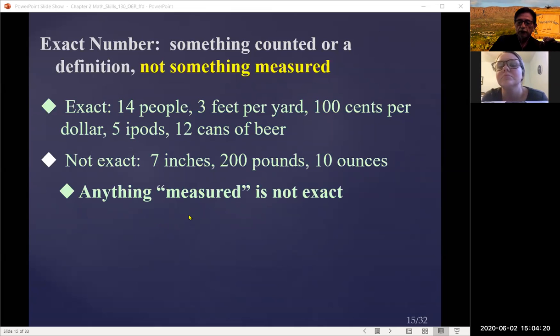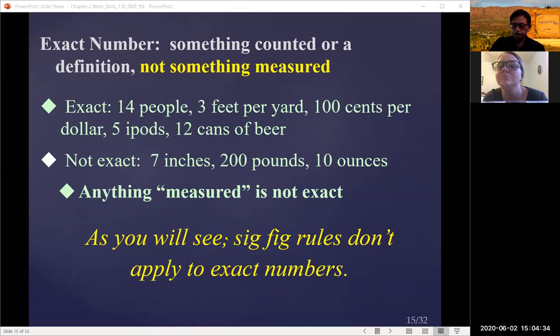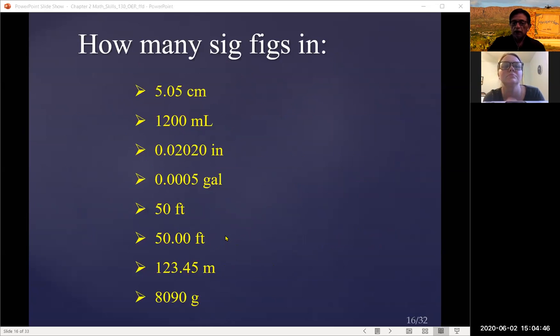Okay. All right. Anything that's measured, remember this. I'm going to finish this slide and then we'll stop here. Anything that's measured is not exact. So anything that's measured would be a factor when you're calculating significant figures. All right, so let's stop it here.